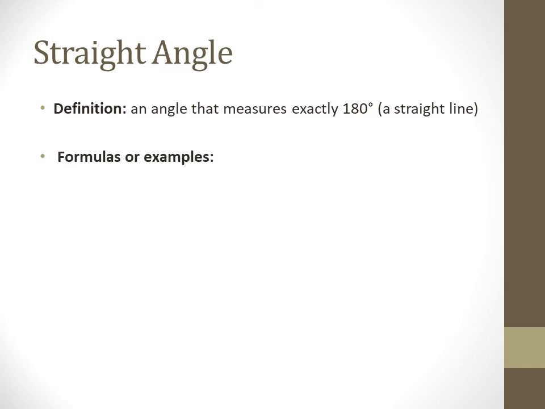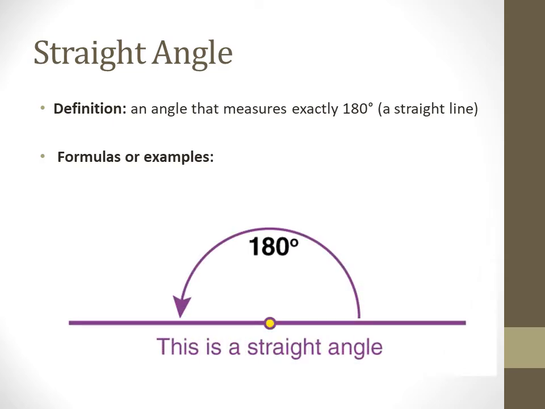Now, like I was saying, when we get to 180 degrees, we have a straight angle. A straight angle is an angle that measures exactly 180 degrees, or a straight line. Okay? So there are very defined parameters for each of our angles, okay? Please keep them in mind.